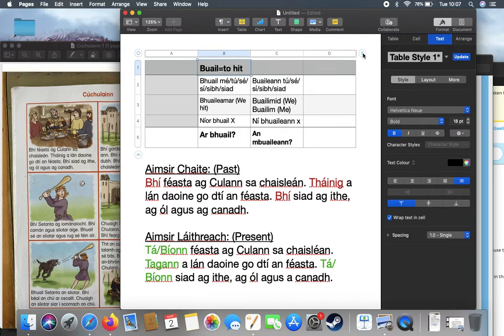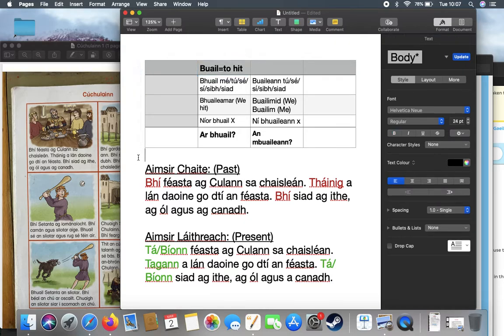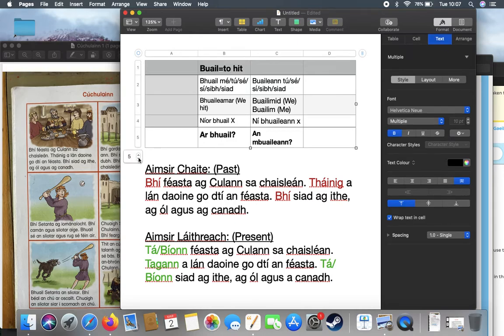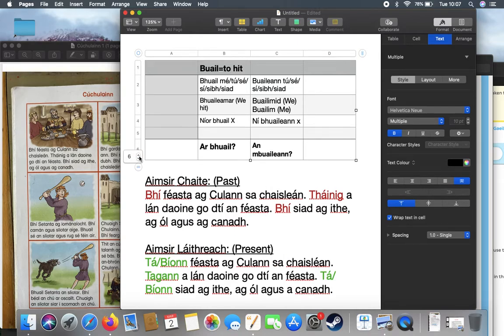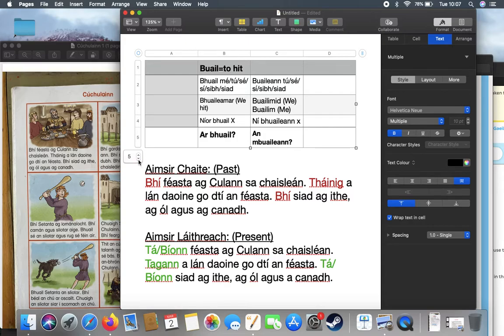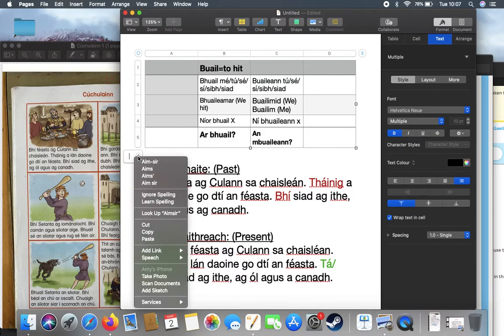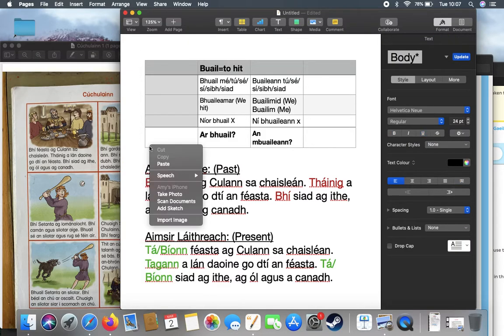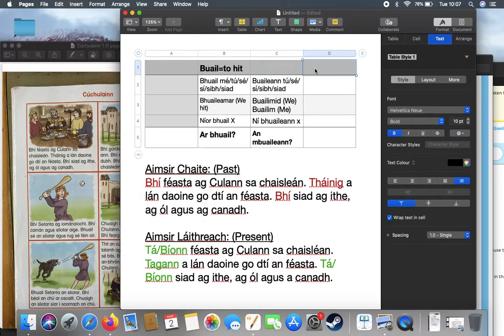Now, the next verb you need is tit. I'll put it here. So as you can see, it says here thit sé an talamh, and that's it in the past, thit. And this is the root of it, and it means to fall.